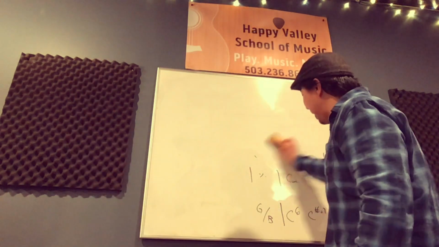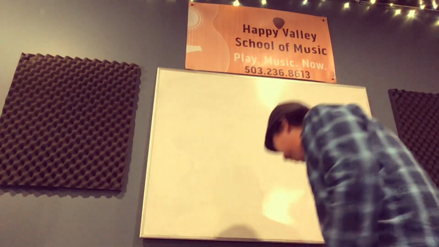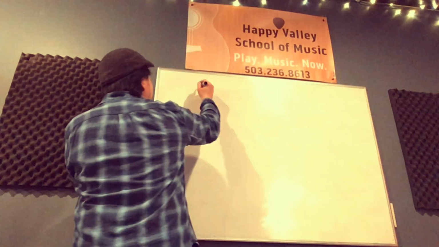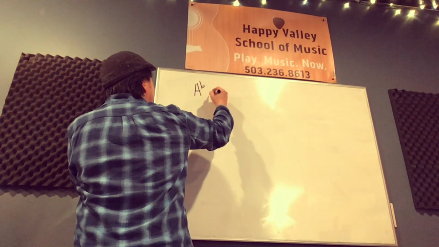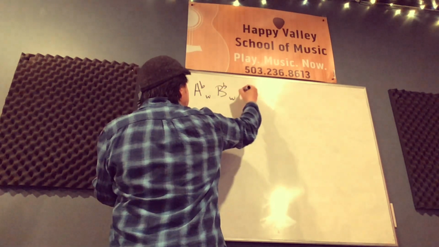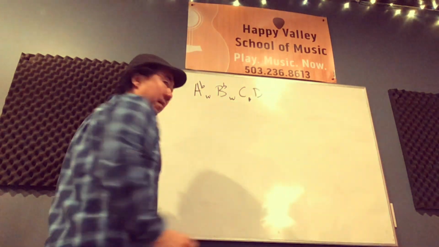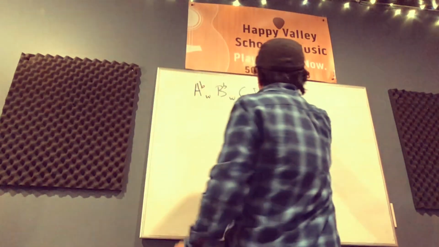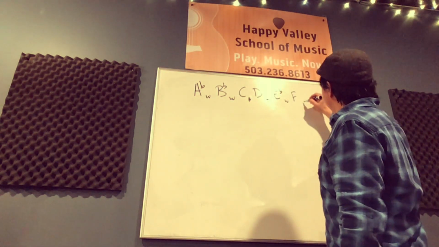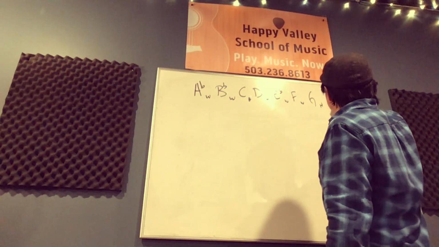Let's review. As we just said, we are in the key of what? A flat. So what's the A flat scale? Whole step. A flat, B flat. What's a whole step? C. What's a half step? D flat. Good. Whole step, E flat. Whole step. Whole step. Half step. Good. That's how you form a major scale.